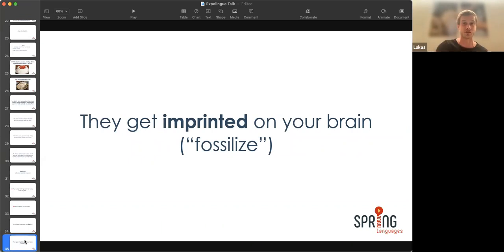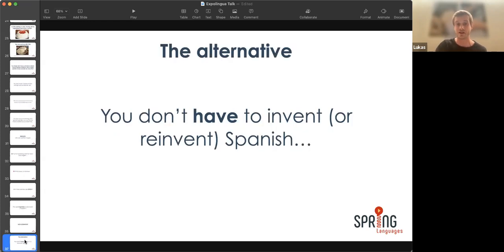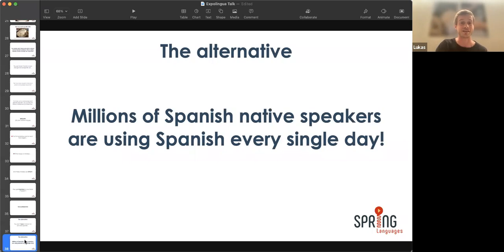And I just wanted to go through this whole explanation to show you that that's what always happens when you start learning a language purely through words and a lot of grammar rules and drills, because you'll always be inventing a language yourself. And you don't have to. There is an alternative. You can do it a different way. You don't have to invent or reinvent Spanish at all, right? Because millions of Spanish native speakers are using Spanish every single day. They're already saying almost everything that you want to say, every single day. I mean, they're living their life through the language.